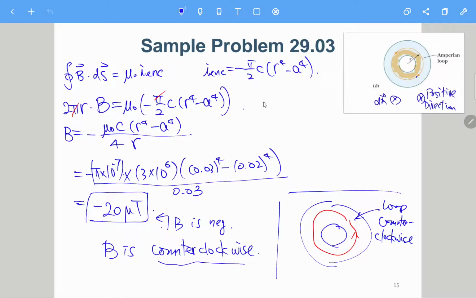I think this example intentionally tries to define the loop in the opposite way to the current direction, so that it tells you that even though you define the loop direction in a so-called incorrect way, you still get the correct answer. Any questions?